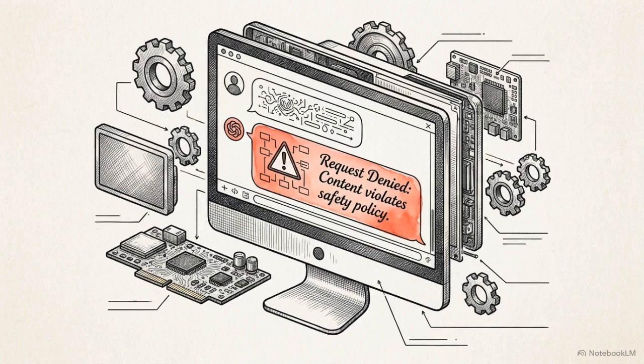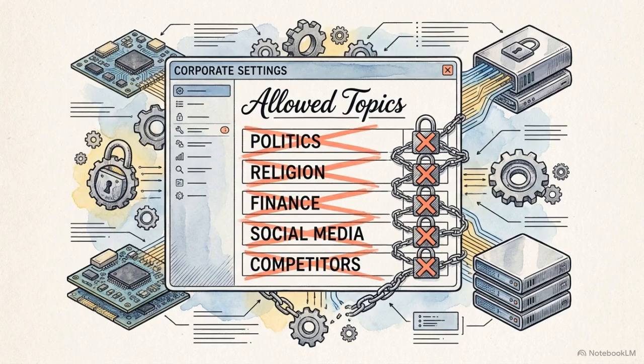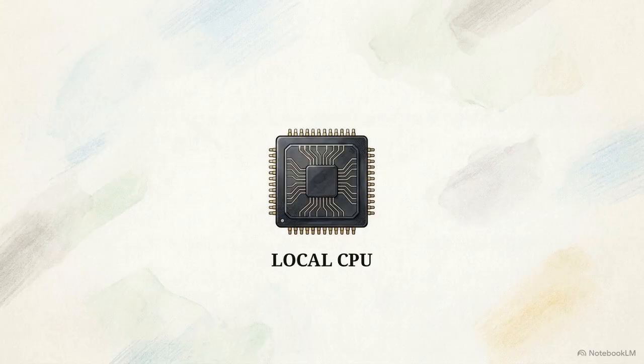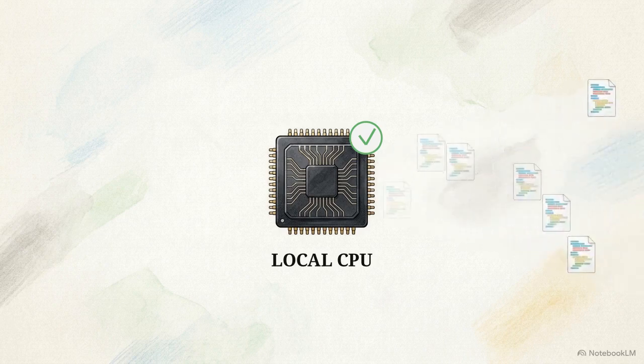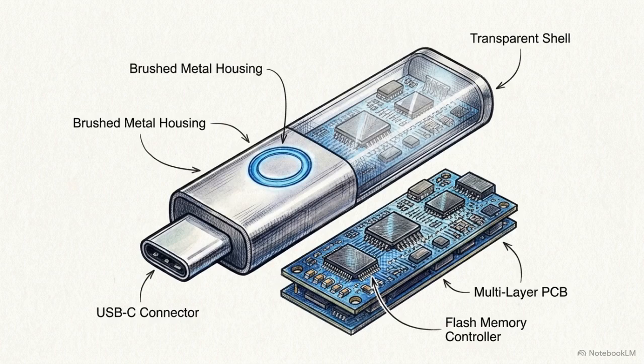Ask a standard cloud-based AI to write a controversial security script or analyze a sensitive topic, and you will immediately hit an automated refusal. The company decides what you are allowed to ask. But if you route that exact same prompt through a local processor, the code generates instantly, without hesitation. We are going to build a completely private, uncensored AI assistant that runs 100% offline.